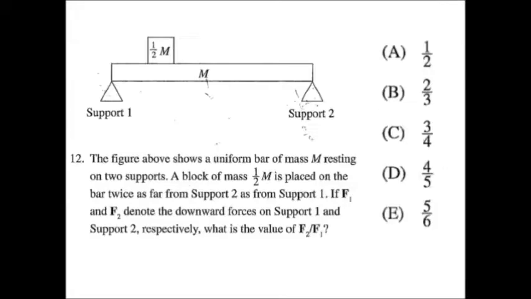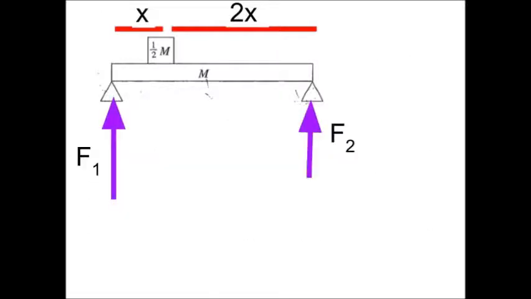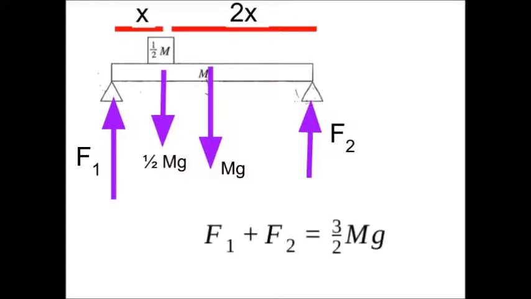The figure above shows a uniform bar of mass m resting on two supports. A block of mass 1/2 m is placed on the bar twice as far from support 2 as support 1. If F1 and F2... okay, I'm confused already, so let's just talk about F1 and F2. The supports are pushing on the bar, and then we've got these two different masses, and already I can see that F1 plus F2, the upward forces, equal the downward forces, so we're good.